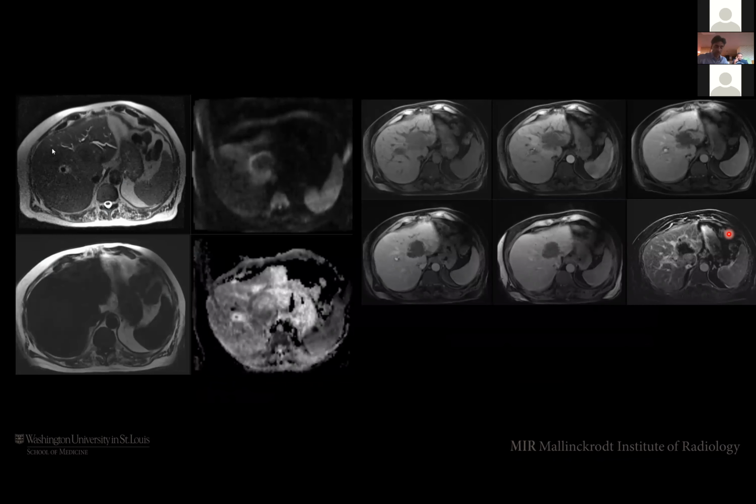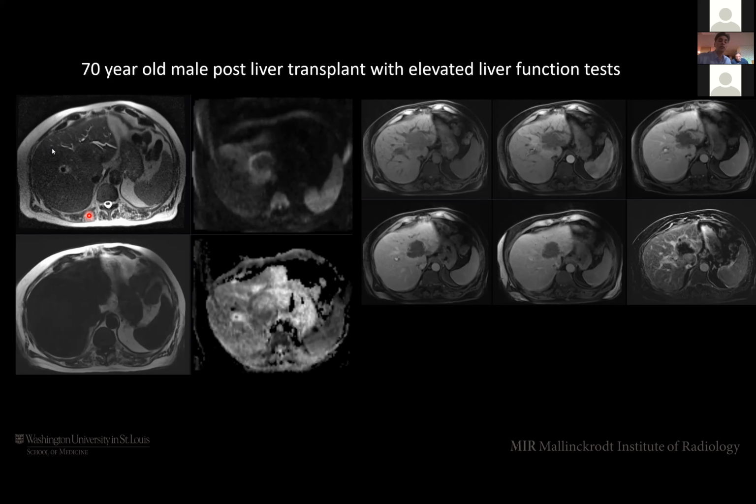Next case, I do think it's the last case. Here is an MR. The history here on this patient is that he's a 70-year-old male, status post liver transplant with elevated liver function test. Let's analyze this. So you see that there is a space-occupying lesion, mildly hyperintense on T2. There is some biliary ductal dilatation that you see right here.